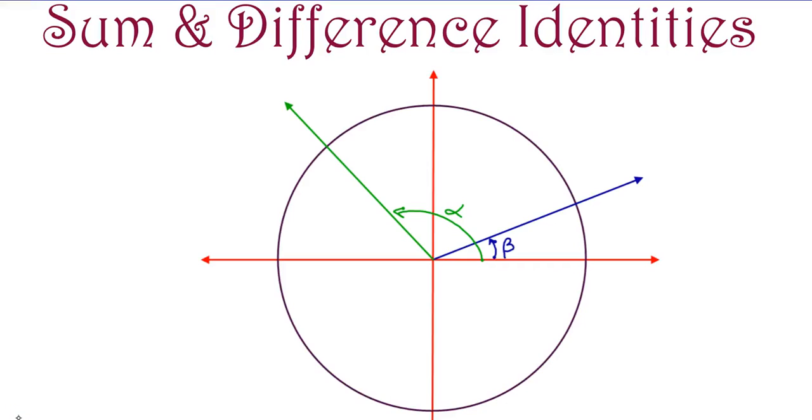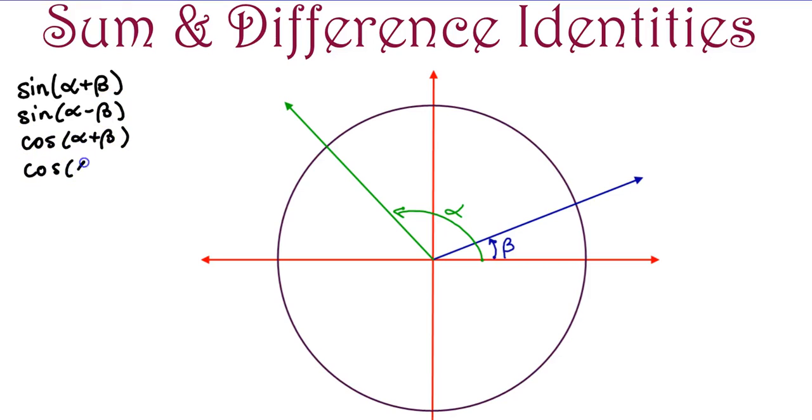Hello, the purpose of this video is to prove to you some of the identities that we learned in class, the sum and difference identities. And these have to do with if you have, say, the sine of a sum of two angles, or the sine of a difference of two angles, or the cosine of a sum of two angles, or the cosine of a difference, etc., or tangent as well.